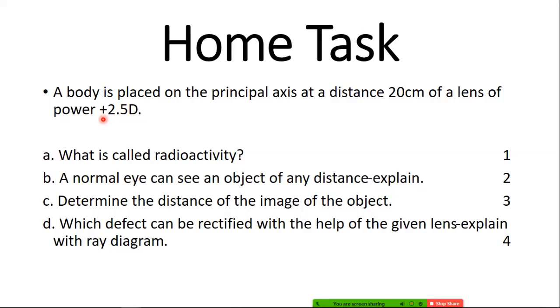If you have any problem seeing objects that are far away, then we use a convex lens. The power of a concave lens is negative, and the power of a convex lens is positive. Here the power of the lens is positive, that's why the lens is a convex lens, and by using a convex lens we will be able to solve the defect of the eye which has the near sight problem.